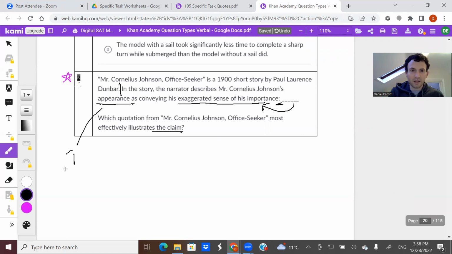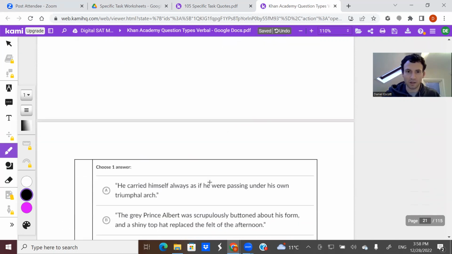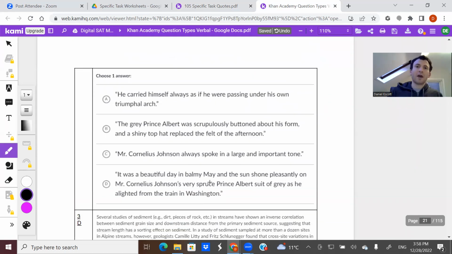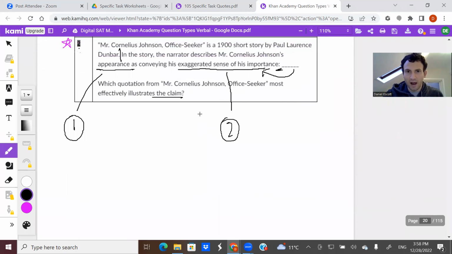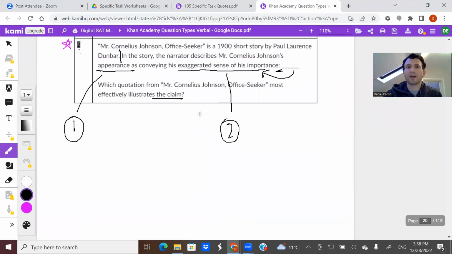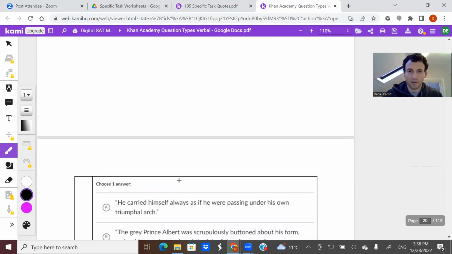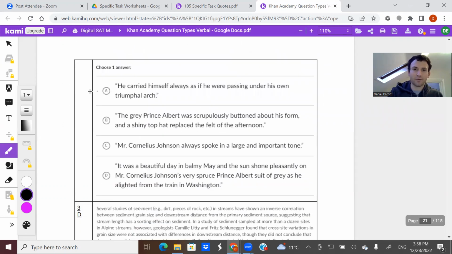So one, it needs to have to do with the way he dresses or looks. Two, the way he dresses or looks has to support the fact that he thinks a lot of himself, that he's conceited. A: He carried himself always as if he were passing under his own triumphal arc. Okay, so that one feels pretty good. I don't know if I love this appearance part, but it definitely gives an exaggerated sense of self-importance. So we'll keep A as an option for now.